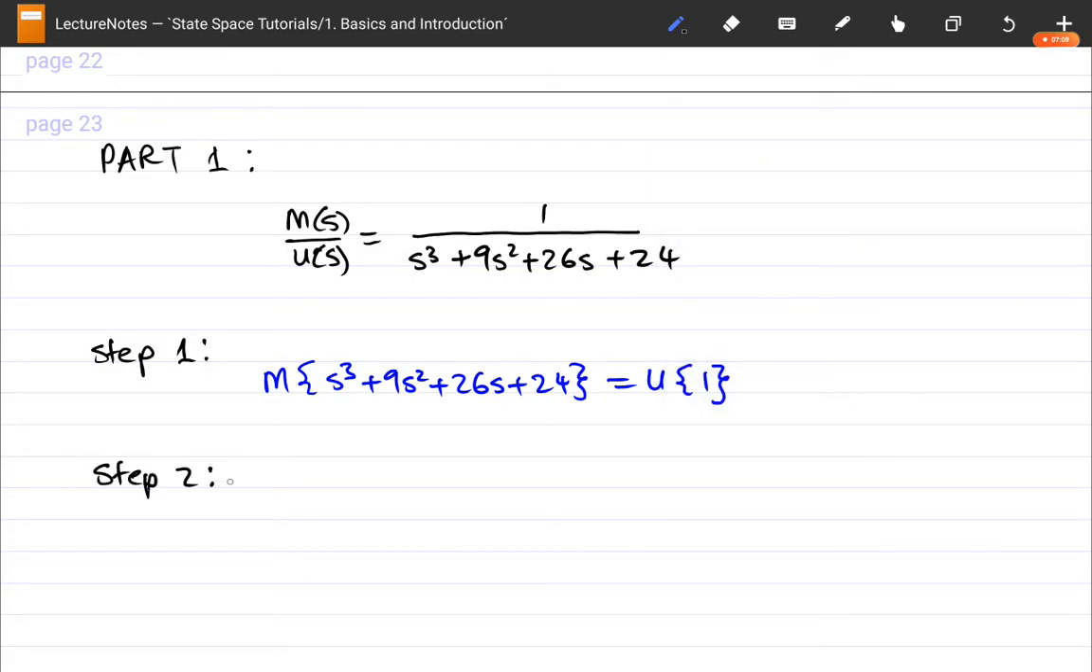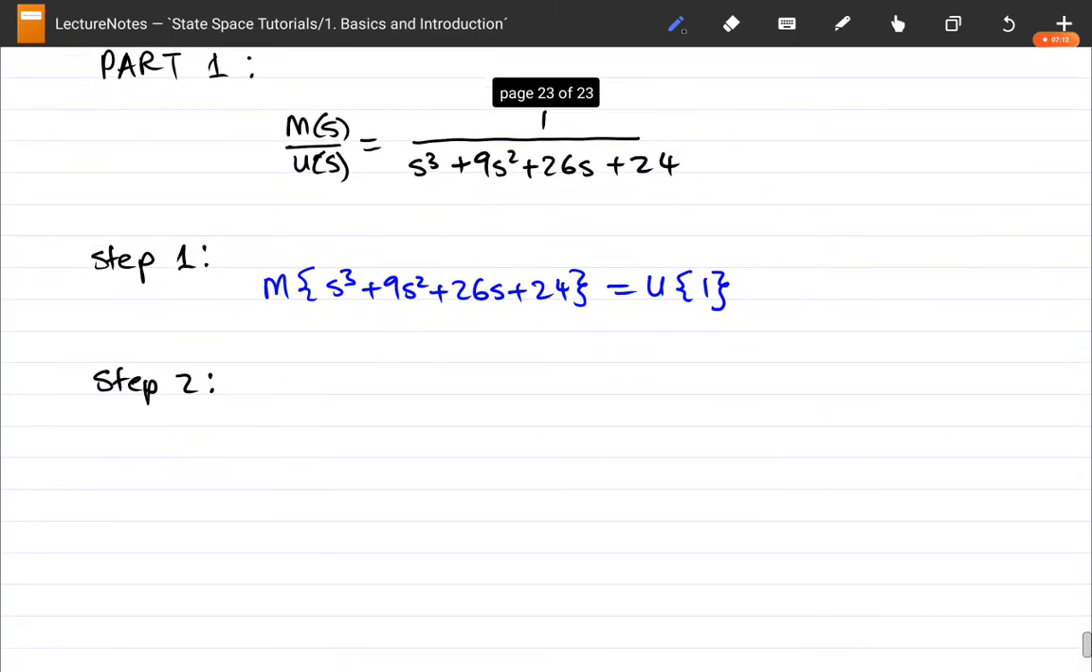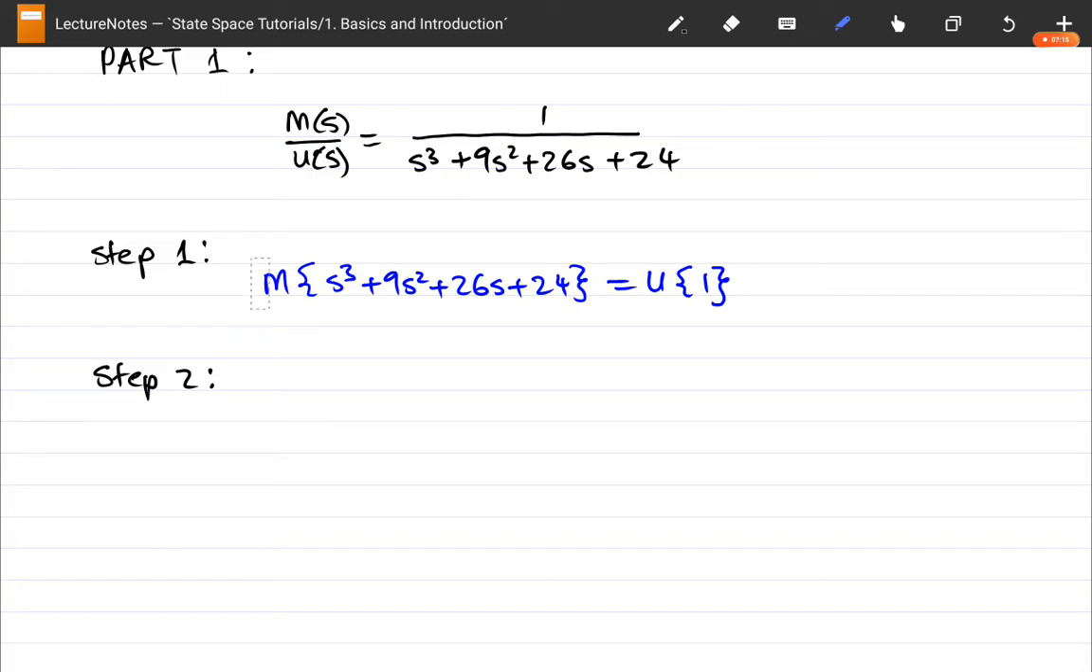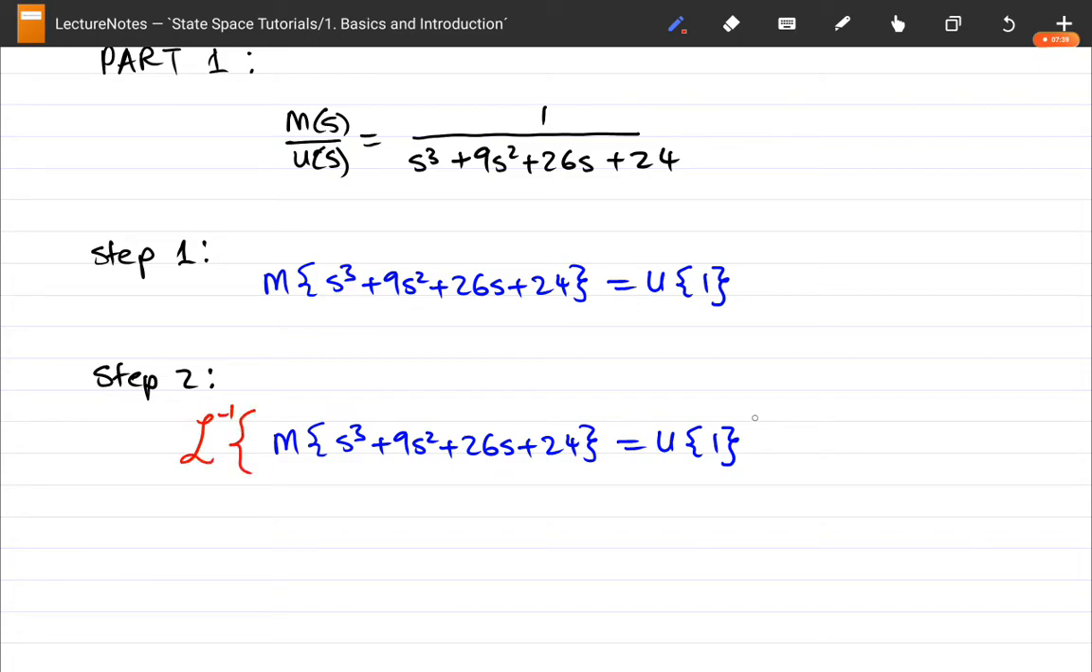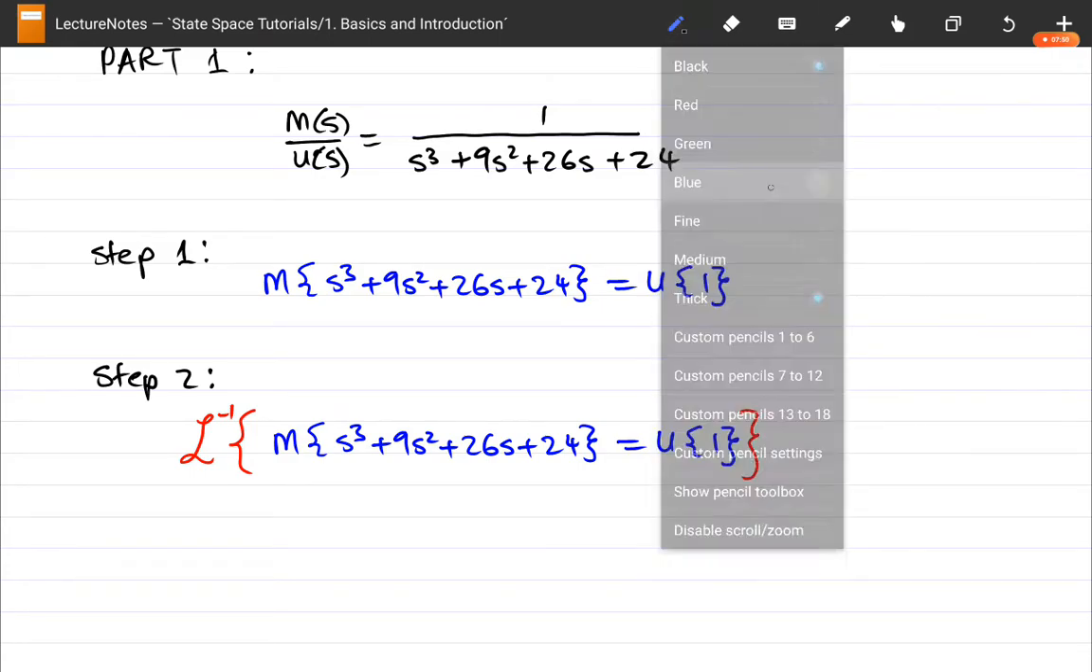Step 2 says we take our inverse Laplace transform. So if we take the inverse Laplace transform, I'm just going to copy this again because it's so much easier to do that. I thought it had been copied, I don't know what happened. I'm going to copy this down here. I select it, and then we're going to take red, and then we're going to take the inverse Laplace transform of this whole thing. I don't think this is symbolically correct, I don't think you should do this. I'm just writing it to make things a bit simpler and quicker. Okay, then we're going to go back to blue.